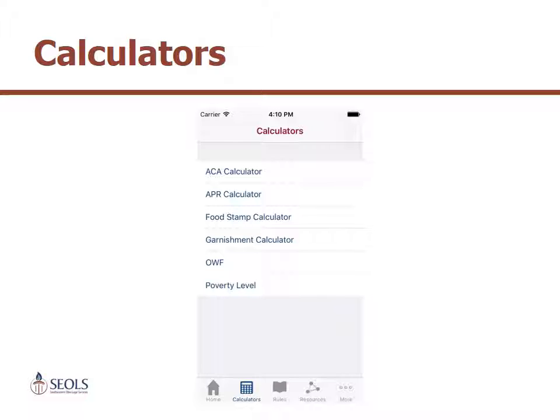The Food Stamps Calculator gives you a close approximation as to how much a family could receive in food stamps. The Garnishability Calculator gives you an estimate of how much of a person's income can be garnished. And the OWF Calculator helps determine financial eligibility for OWF assistance. All of these are available offline, so no internet connection is needed to run these calculators.